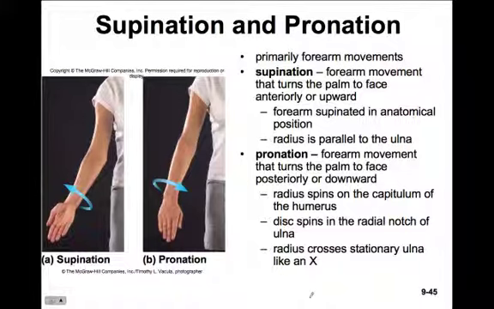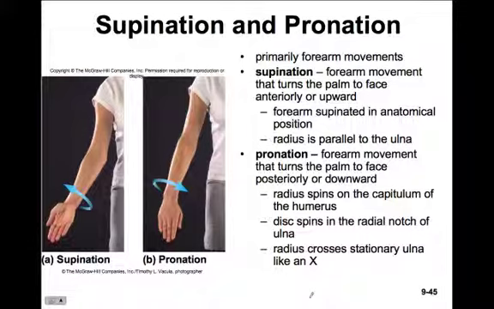Supination and pronation are primarily forearm movements or leg movements. Supination is where we turn the palms to face anteriorly or upwards. So supination is to roll the thumbs outwards. In the feet, it looks the same. Supination is where the feet roll out onto their outer edges.